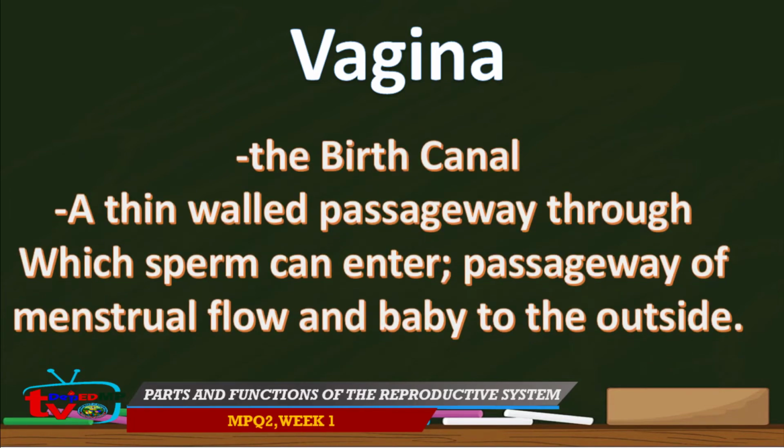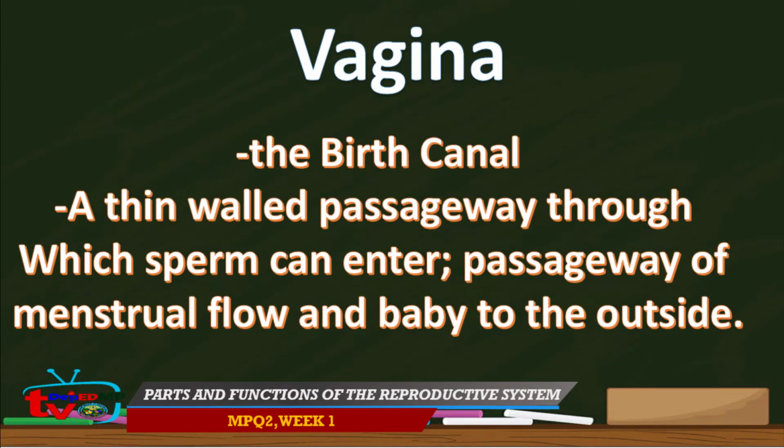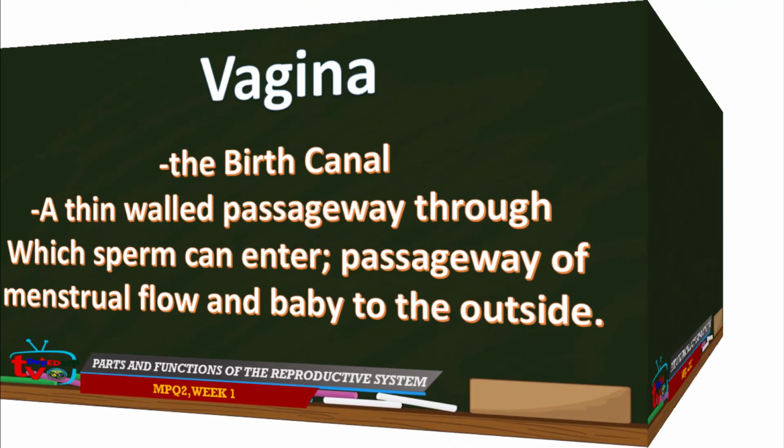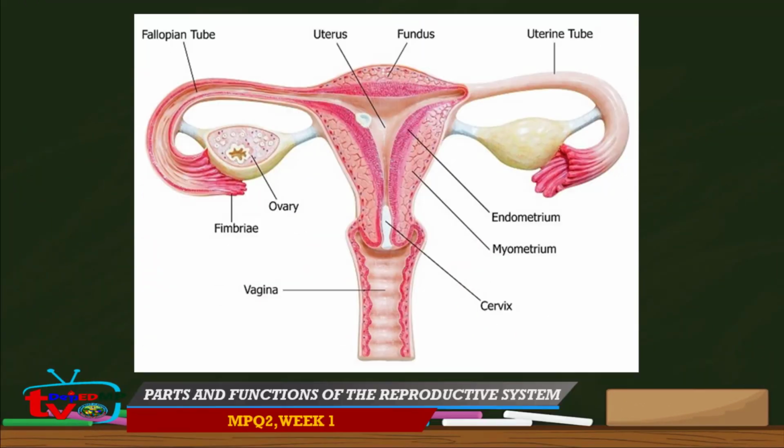Next part is the vagina. It is the birth canal. It is a thin-walled passageway through which sperm can enter, and the passageway of menstrual flow and the baby to the outside world. That is the vagina.